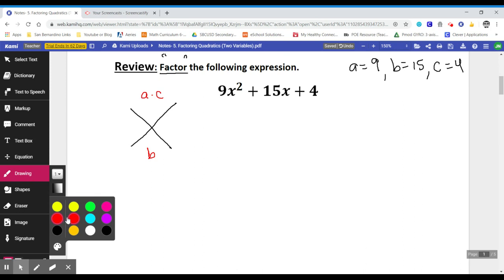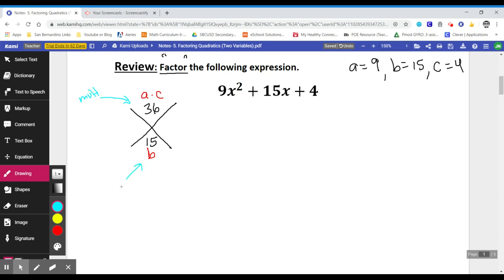So in this example, when we multiply a times c, we get 9 times 4, which is 36. And when we just leave b by itself and drop it down, the bottom of the big x is equal to 15. So that's where we start from, and then we have to figure out what is the combination of numbers that multiply to the top number and add to the bottom number. So while I write this down, you should probably think about that. What two numbers multiply to that number, but add to that number? If you said 12 and 3, you are 100% correct. So 12 times 3 would give you 36, but 12 plus 3 would add up to 15.